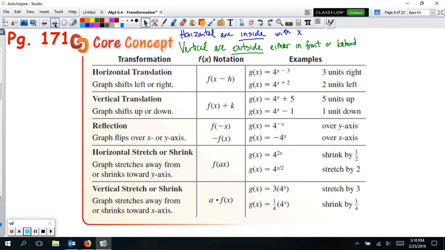All right, so going on to our transformations now. We're going to look at this core concept on page 171. So take a look at that. This is what you want to be constantly referring back to. I don't want to spend a lot of time going over this again. I've done it many times.